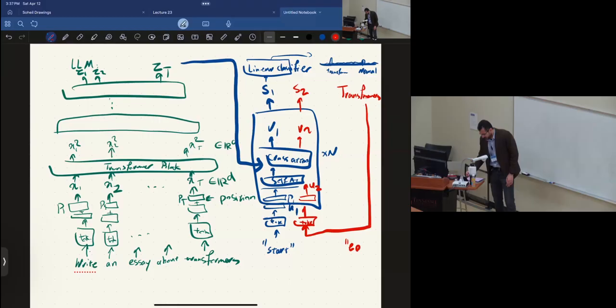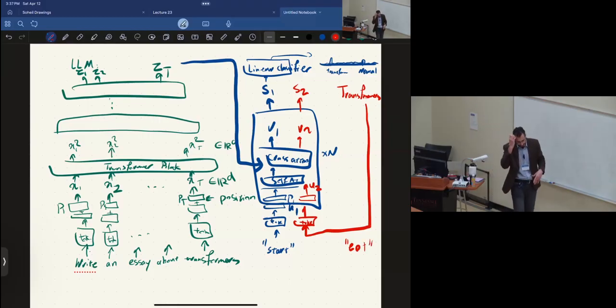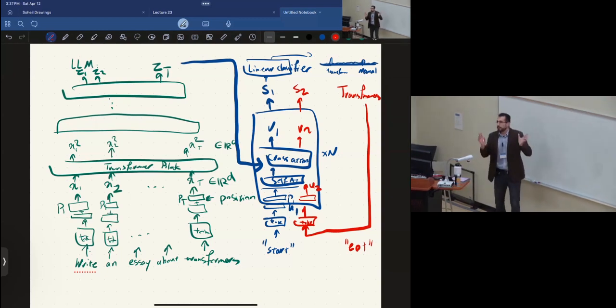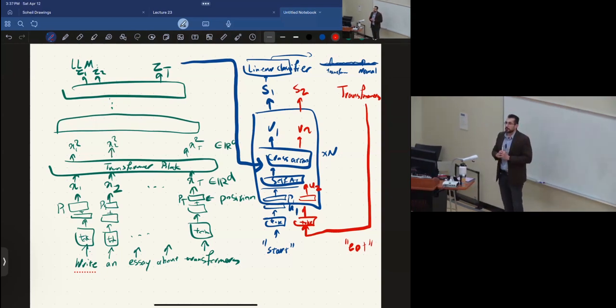I'm not sure exactly what the last character is, but let's just simply call it end of token, or end of sentence, EOS. At that point, it stops. It doesn't do the forward pass anymore. Okay, so this is how your large language model is working. This is how ChatGPT is working, right?